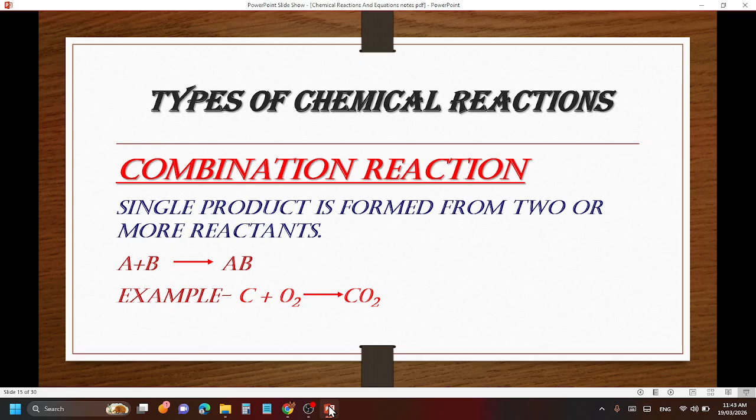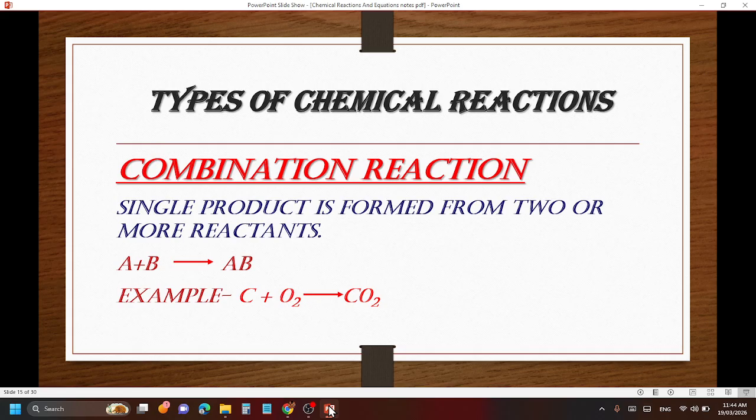Now combination reaction, simple definition, no need to overthink. A single product is formed from 2 or more reactants, simple. What is this? I did not understand. Yeah, I will explain you. Two or more reactants are there. They will react to form a single product. That is a combination reaction. Combination means combine. The things which combine to form a single product is called a combination reaction.